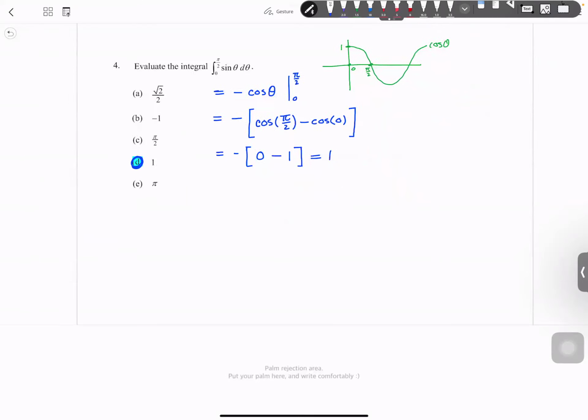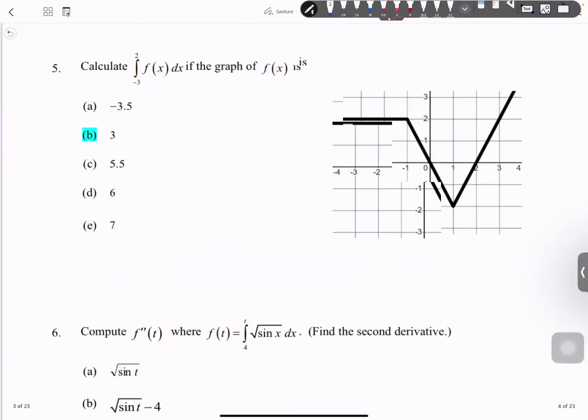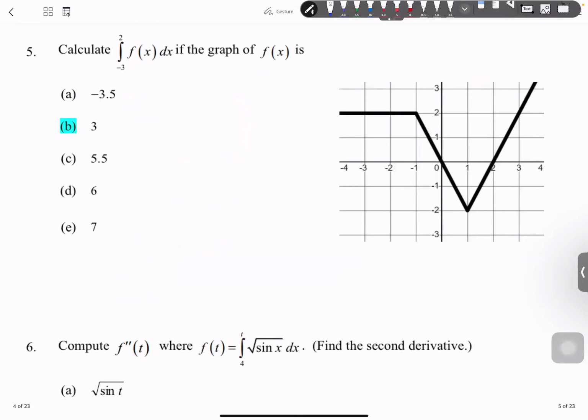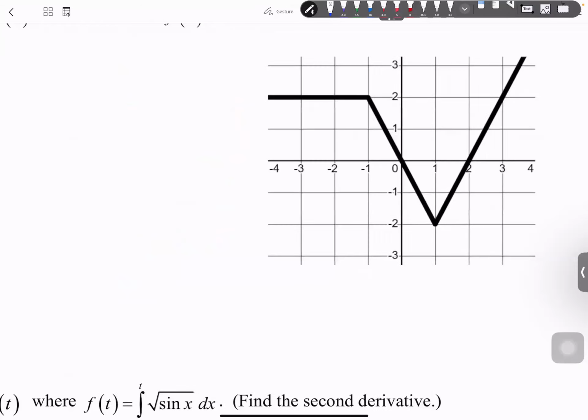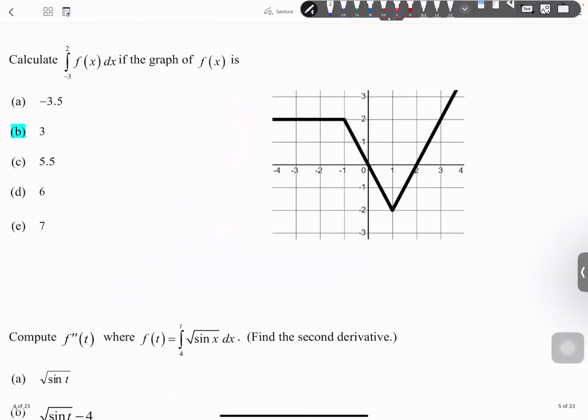All right, problem number 5. So problem number 5 is a question that really deals with the definition of the integral to see if you understand that it simply is the area between the graph and the x-axis, and that we find that net. All right, so you're being provided with a graph and you're asked to find the value of the integral from -3 to 2. So I'm going to go ahead and shade between -3 and 2.